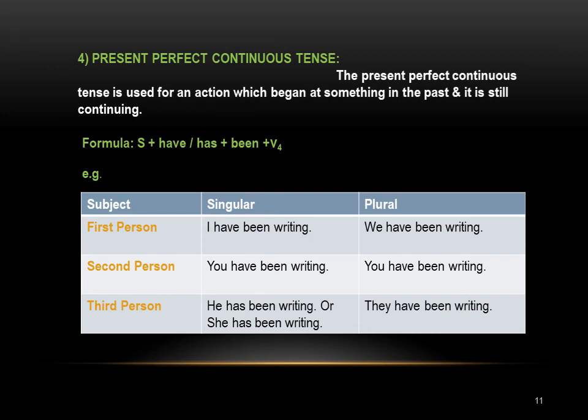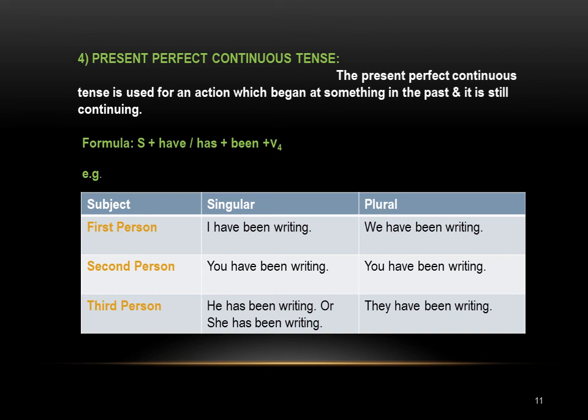Next, plural. We have been writing. We is the subject, have is the helping verb, and been is also important in the present perfect continuous tense for joining two tenses. And next, writing is also important. V4 means the present participle form of the verb, so writing is the present participle form of the verb.